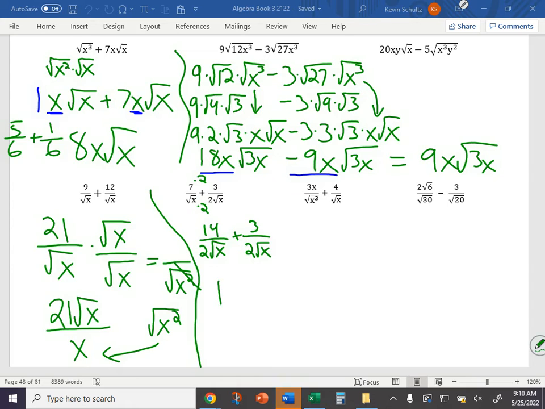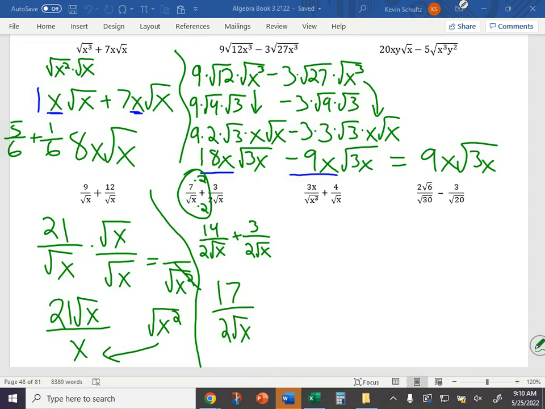17 over 2 root x? I don't even know how that would... 17 over 2 root x. I don't know. How do we get 17 over 2 root x? How do we get the 2 root x on there again? We got the 2 root x by multiplying our first fraction by 2 to get that common denominator.